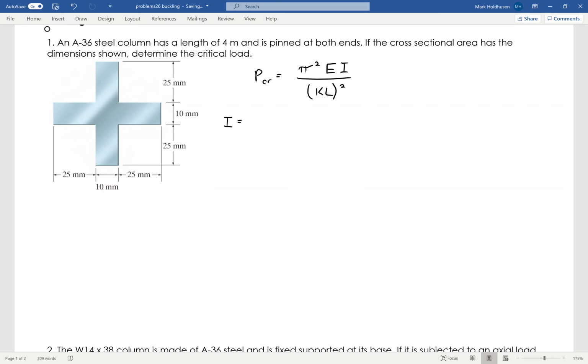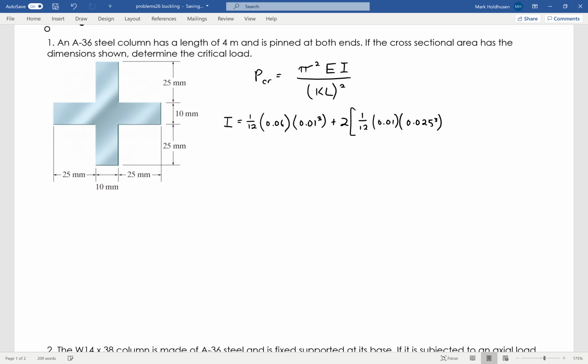The way we're going to find I is to take the middle horizontal piece and add the top and bottom smaller rectangles. So it'll be 1/12 BH cubed, where B is 60 millimeters and H is 10 millimeters. Then I'm going to have 2 of these other rectangles, which is 1/12 BH cubed, with 10 millimeters and then 25 millimeters.